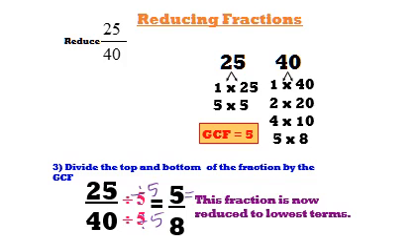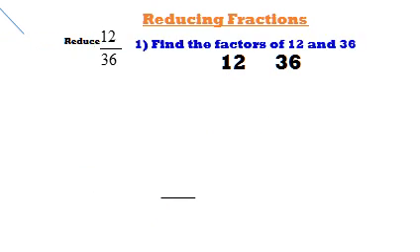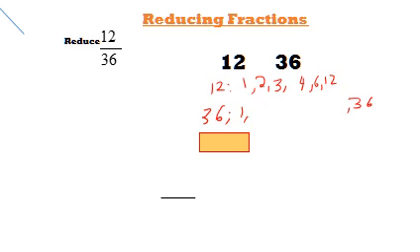Okay? Let us take another example. I'm going to reduce 12 over 36. So I'm going to find the factors of 12 and 36. You can use any method. I'm going to use the method of listing. So 12: 1, 12, 2, 6, 3, 4, and 36: 1, 36, 2, 18, 3, 12, 4, 9, and 6. So the GCF is 12.